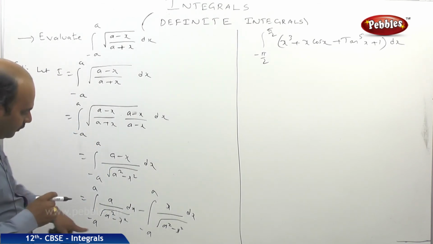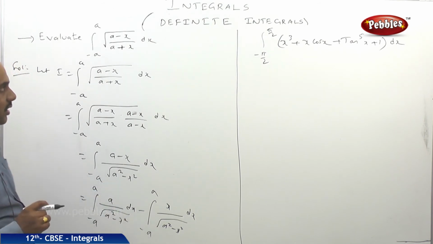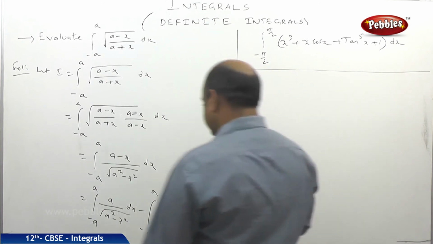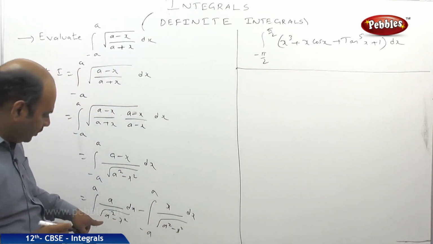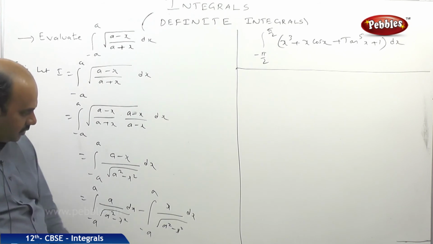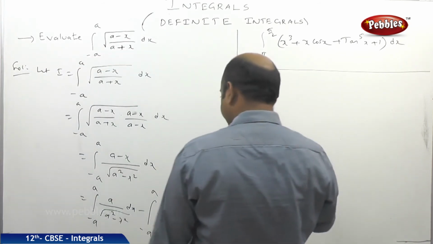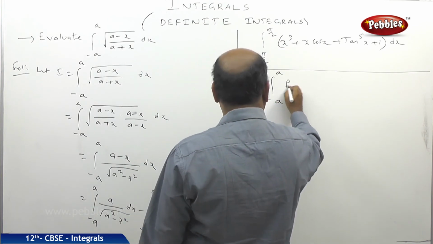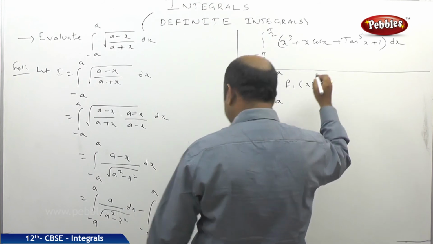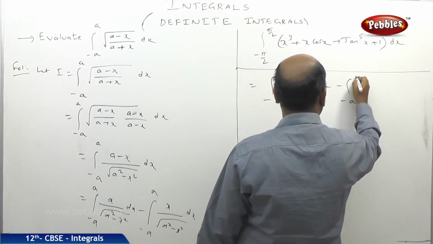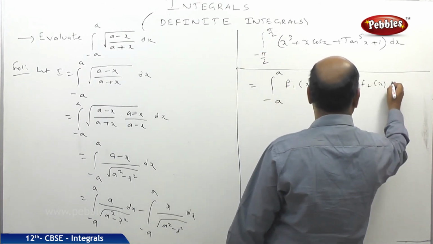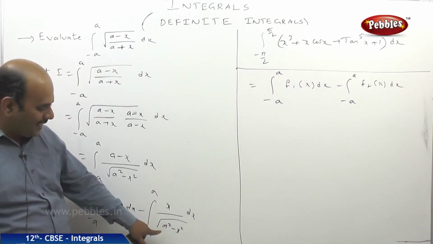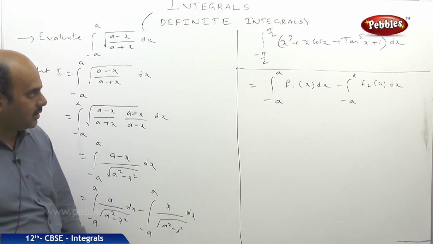Now if you observe carefully, this is one function and this is another function. So for my convenience, minus a to a, this I call as f1 of x dx, and here also minus a to a, this I call as f2 of x dx. Now f2 of x is nothing but x by under root of a square minus x square.